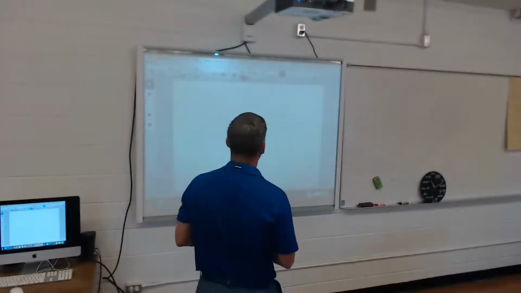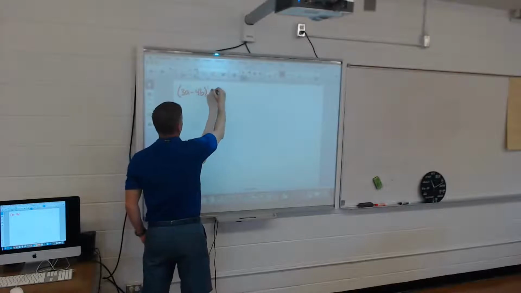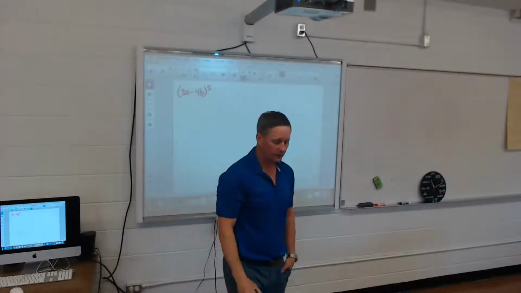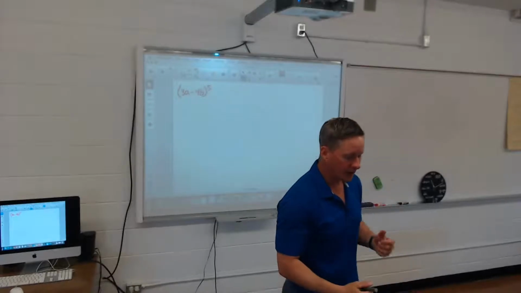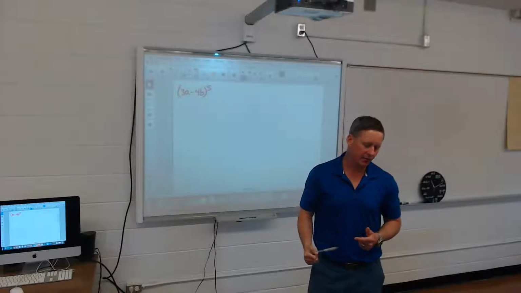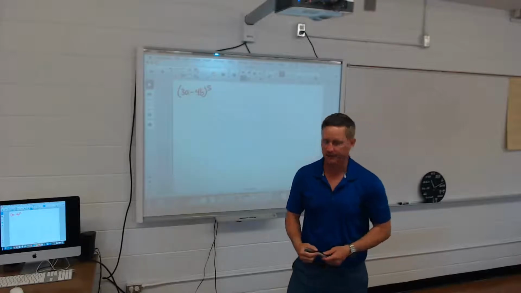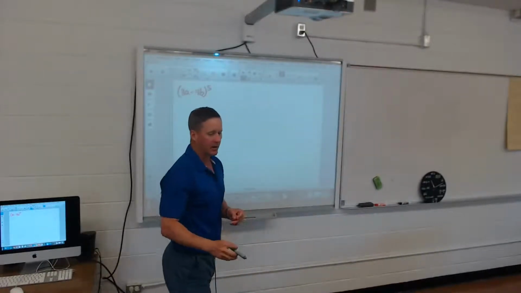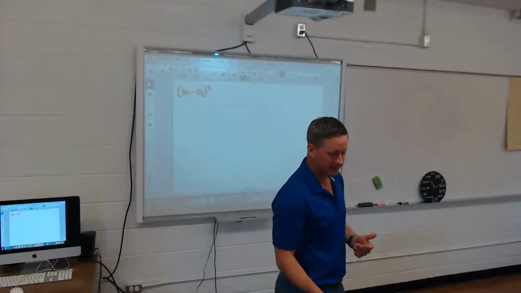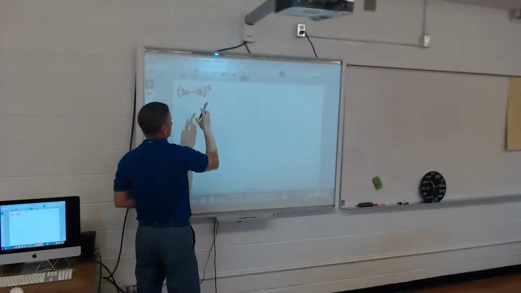So looking at working example 2, I have 3a minus 4b to the fifth. The first step is to focus on each individual term, and I'm going to put brackets around everything that I add to this. So not worrying about the coefficients just yet. I'm going to just concern myself with the variables and the power of 5.